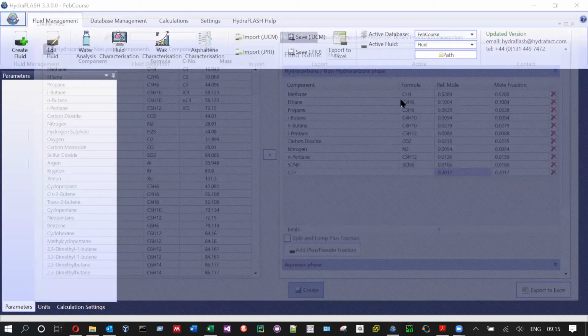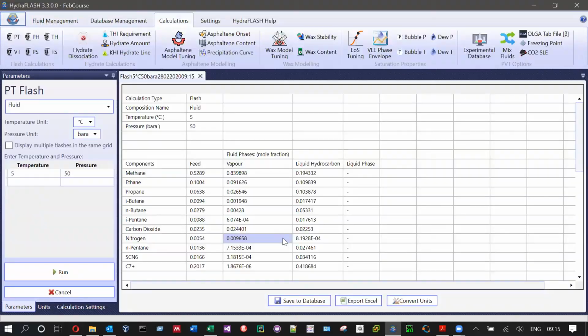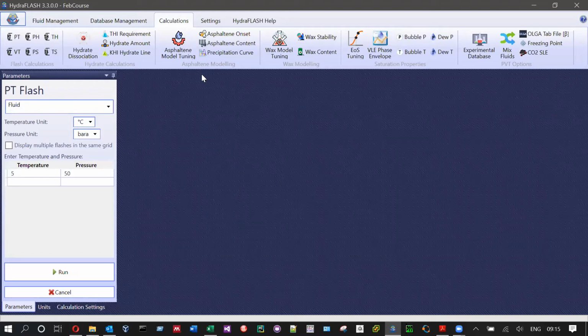So now, when I create this composition, I can perform calculations. For example, I can perform a PT flash calculation, and it gives me the results of the PT flash at 5 degrees and 50 bar. Okay, so now I want to, first of all, characterize the fluid, because this fluid has not been characterized.